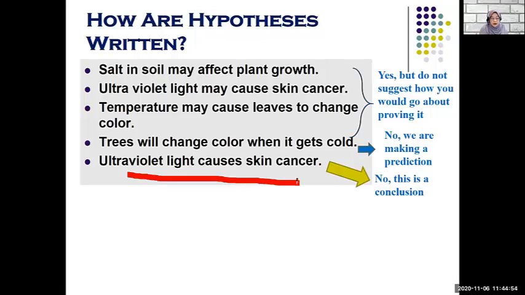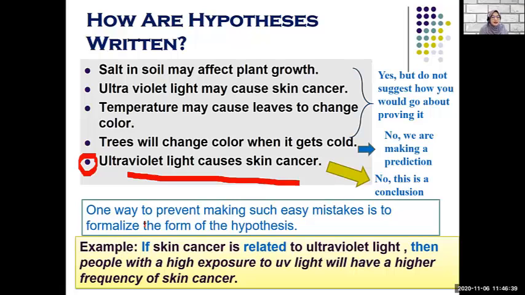You make a conclusion, but this is always a mistake by many researchers. So you write your conclusion in the hypothesis, or you write a prediction in your hypothesis. This is not what we call a hypothesis. The way to prevent making such an easy mistake is to formalize the form of the hypothesis.